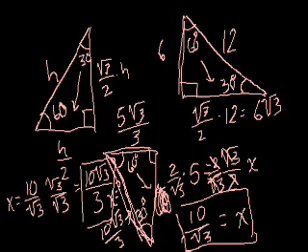Anyway, I think that might give you a sense of the 30, 60, 90 triangles. I think you might be ready now to try some of the level 2 Pythagorean theorem problems. Have fun.